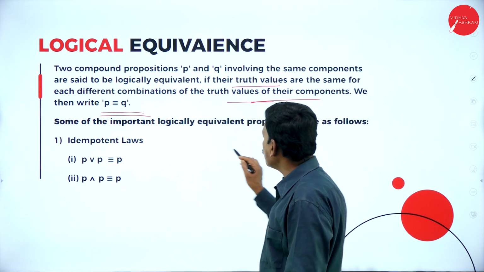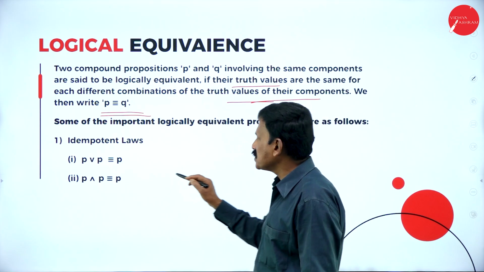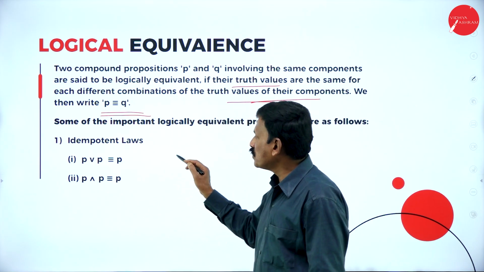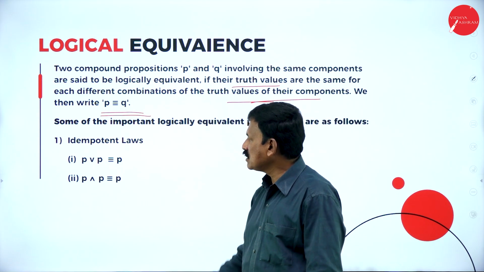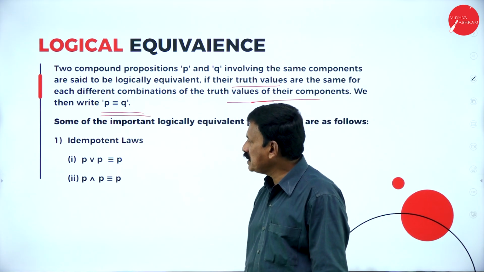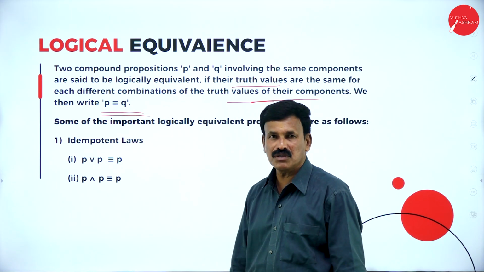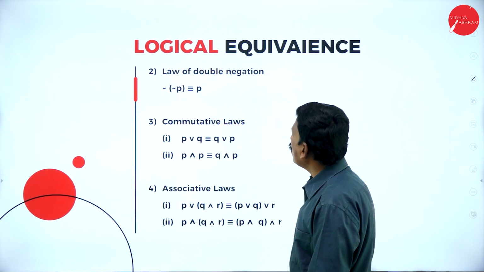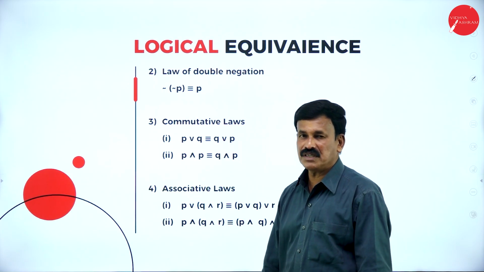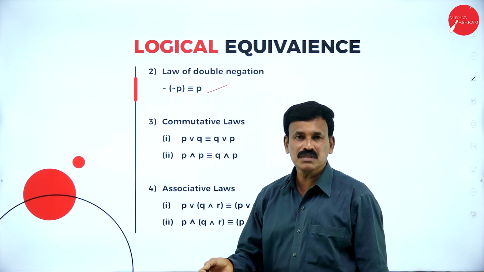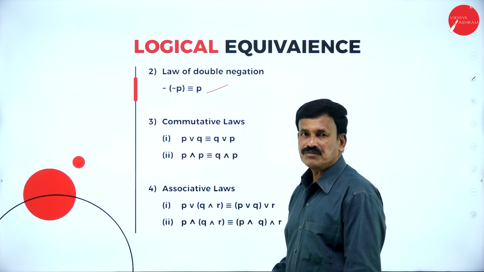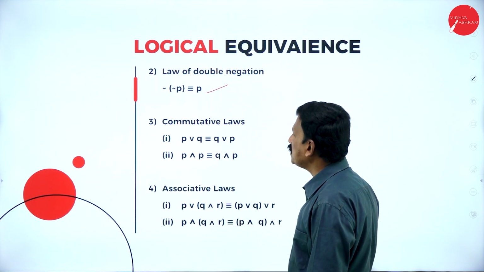Some of the important logically equivalent propositions are, the idempotent law, that is P disjunction P is logically equivalent to P. Similarly, P conjunction P is logically equivalent to P. The second one is the law of double negation. Negation of a negation is logically equivalent to P. If you negate a statement two times, definitely you will get the same statement. Negation of a negation is equal to P.